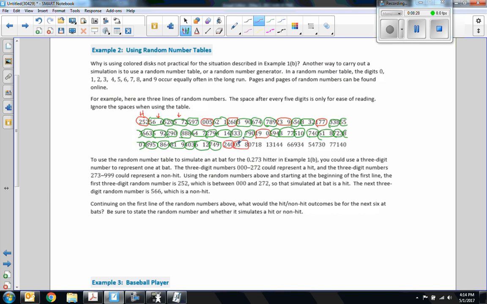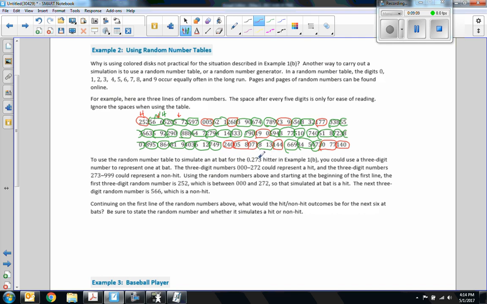058 is a hit. 071 is a hit. 813, no. 144, yes. 669, no. 345, no. 473, no. 077, yes. And 140 is a yes. Okay, so we got to the end of the line. The ones that I circled in red are hits. The ones that are circled in green are not hits.